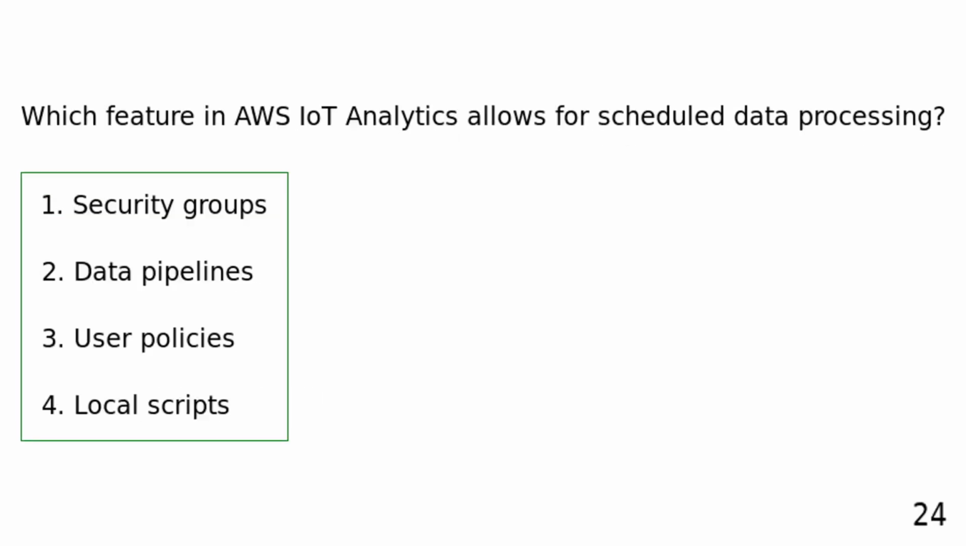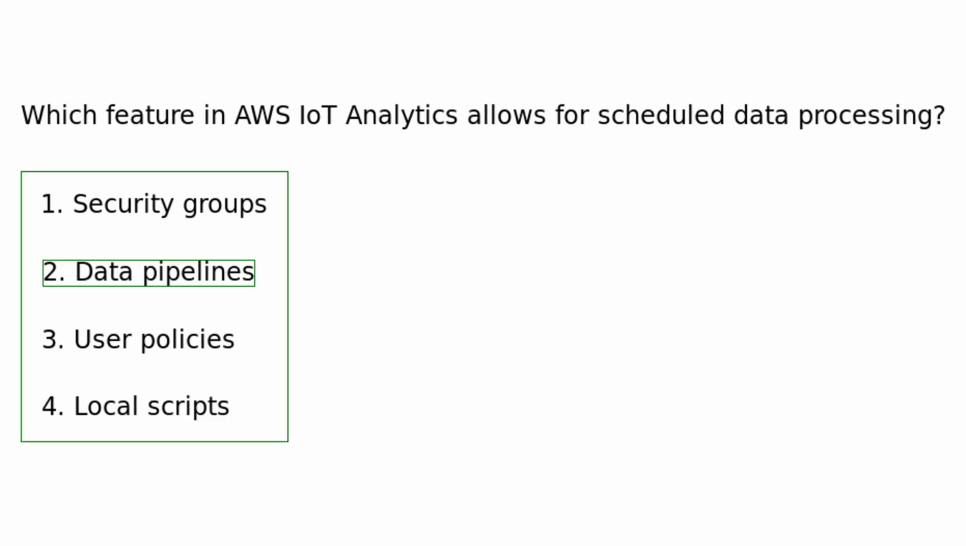Which feature in AWS IoT Analytics allows for scheduled data processing? Security groups. Data pipelines. User policies. Local scripts. Data pipelines in AWS IoT Analytics can be scheduled to run at specific times for data processing.